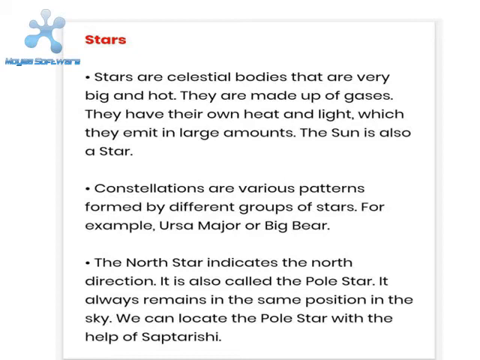So now you'll ask me, what are celestial bodies? Celestial bodies are those bodies which we find in the universe, like the stars, galaxies, planets and so on. So this is the definition of celestial bodies. Now we can say that stars are celestial bodies and they are very big and very hot. The stars are made up of gases. The stars have their own heat and light which they emit in large amount.